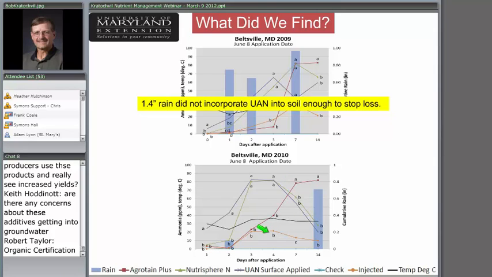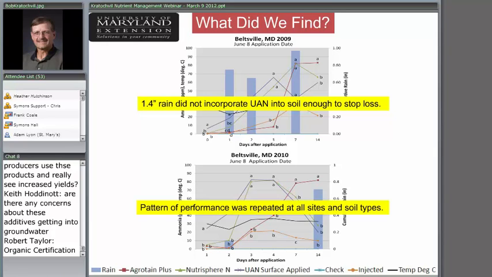The orange line down here is our injected product. We got our best protection with injected nitrogen. Agritane Plus functioned as it was described, giving you about 7 days of protection.